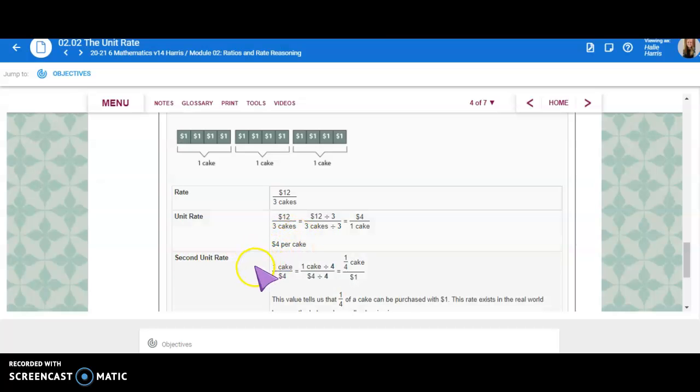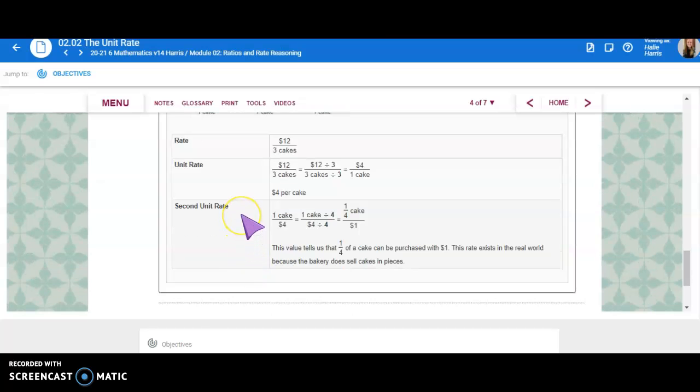Now, they did talk about how you can buy slices of cake. So in that case, we would figure out that 1 cake is $4. If we divide them both by 4, we figure out that 1 slice, or 1/4 of a cake, can be purchased with $1.